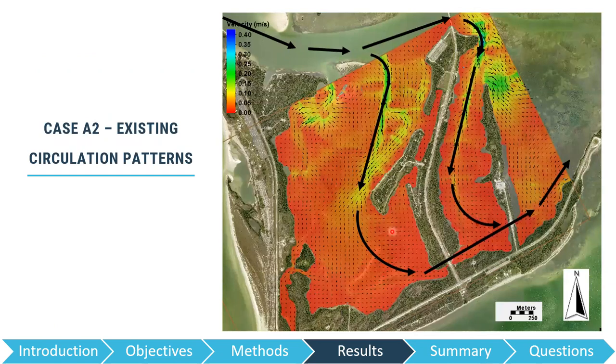Okay, so one last thing to point out on the existing circulation patterns. You can see that overall, we have this sort of counterclockwise flow trajectory, right? During the flood tide, this water goes in a counterclockwise direction. During the ebb tide, it reverses direction and follows the same path back out.